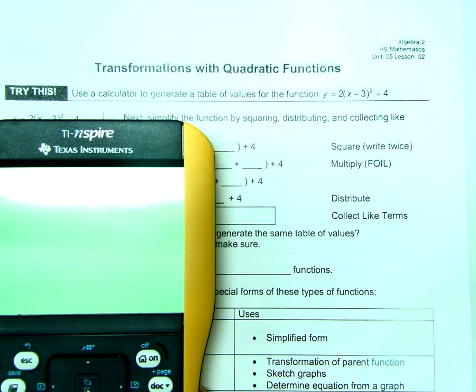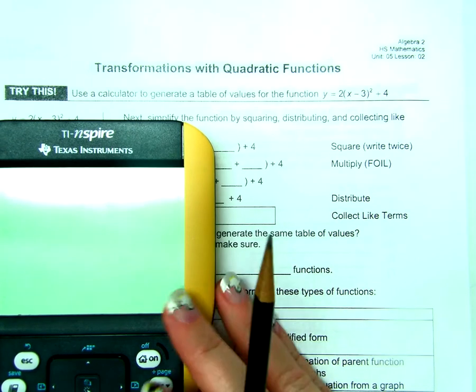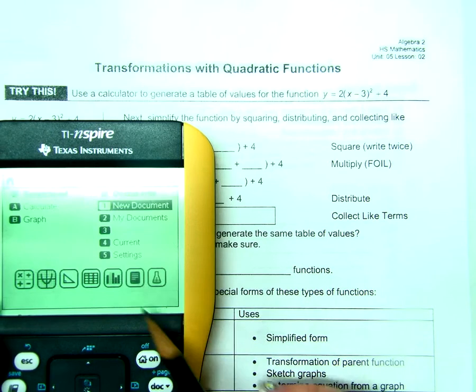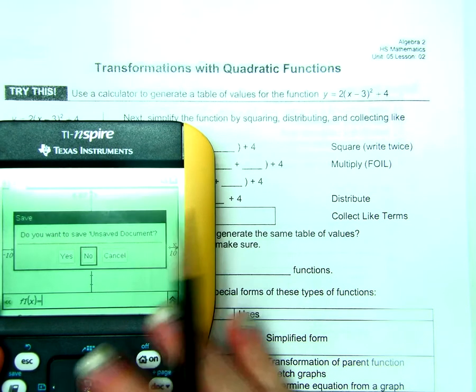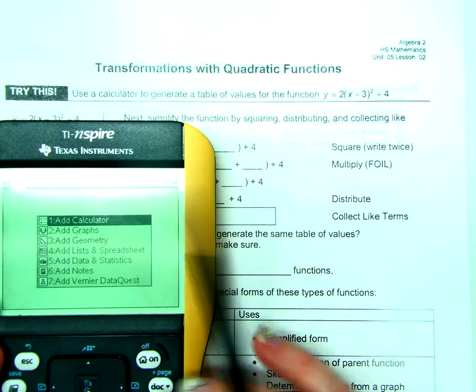Transformations with quadratic functions. On our calculators, we want to turn them on and press the home button. Let's start a new document. No, we don't want to save our old document. We want to start a new graph.